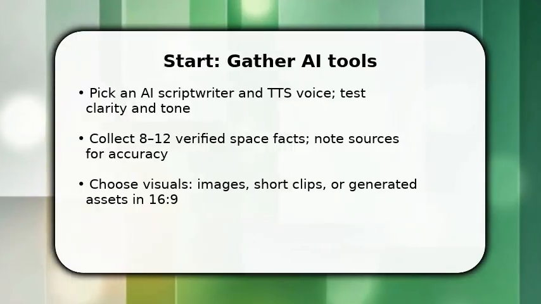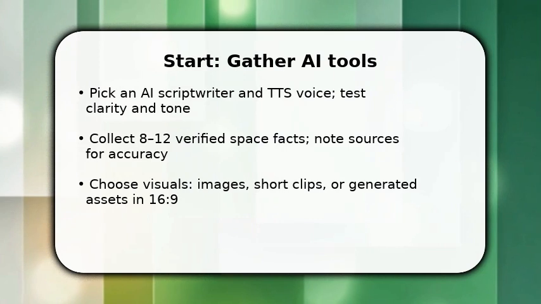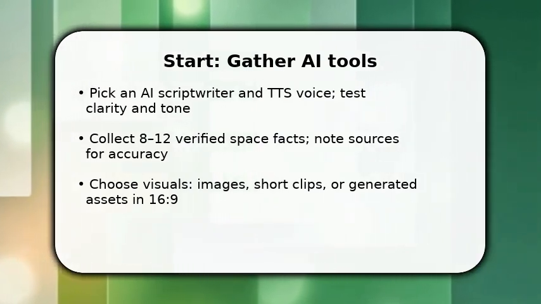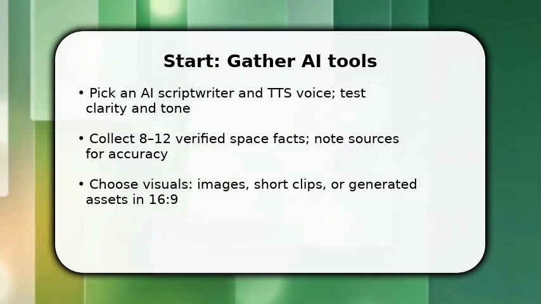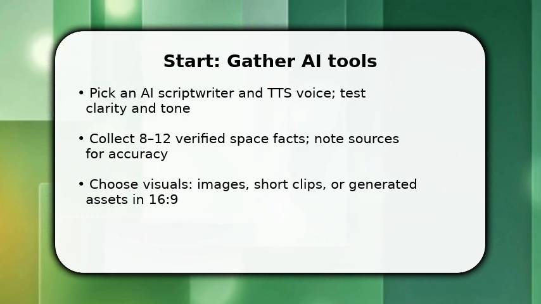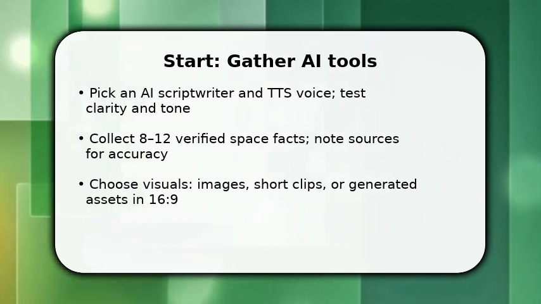You begin by picking the AI tools that make production fast, a script generator for structure, and a natural TTS voice for narration. Once chosen, collect 8 to 12 concise, verified space facts. This prevents drift later and keeps your video focused.